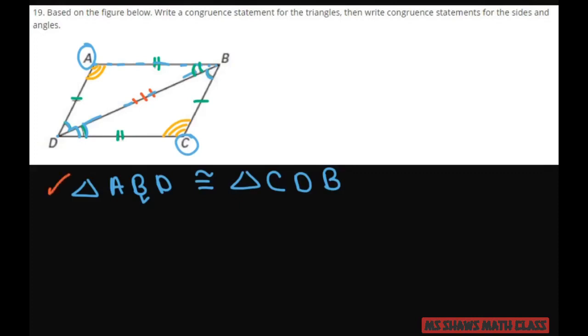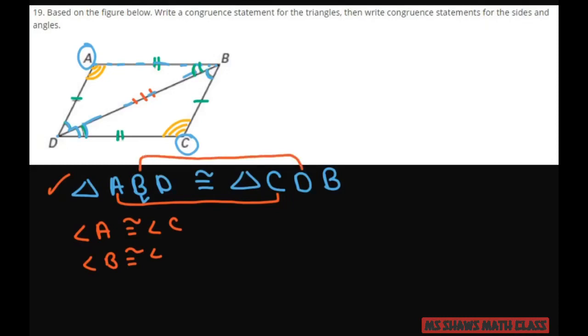So for our angles, you can just say angle A is congruent to angle C. In fact, that's how we wrote it. And angle B is congruent to angle D. And angle D is congruent to angle B. All right. And then for our sides, you can do the same thing.